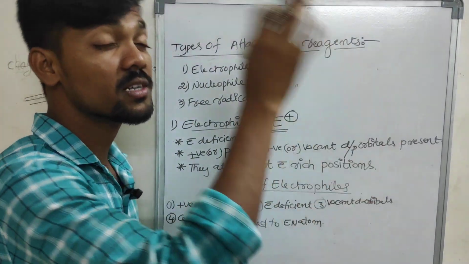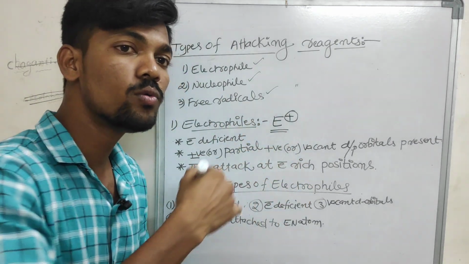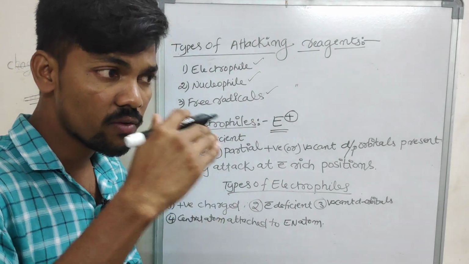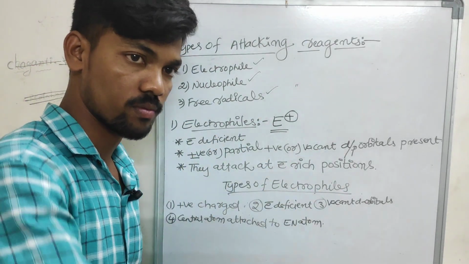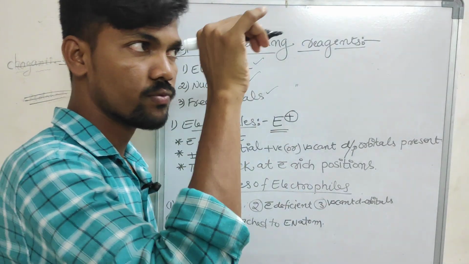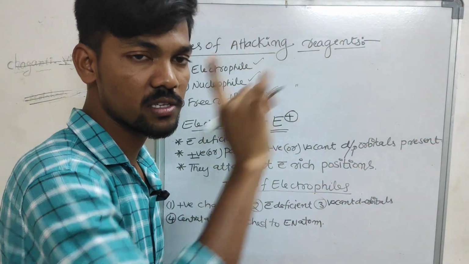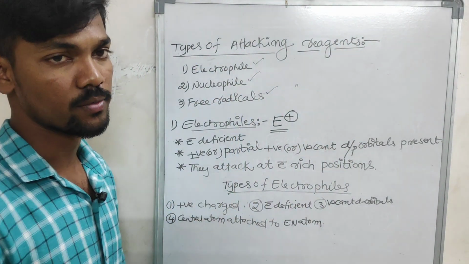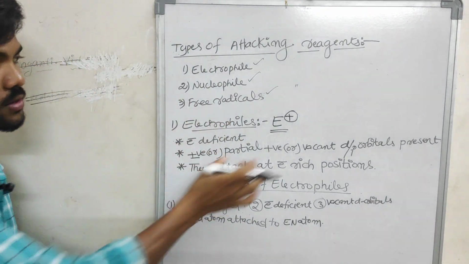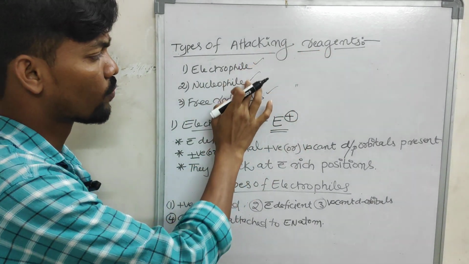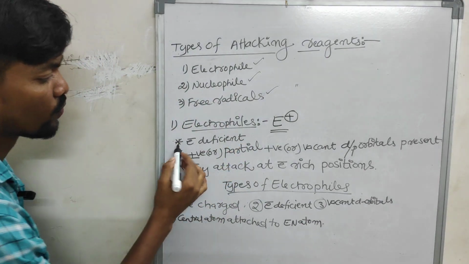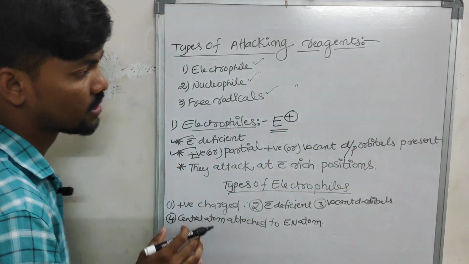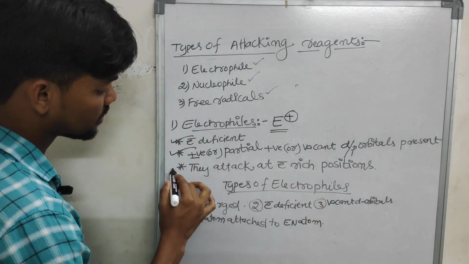They attack at electron rich positions. Due to the lower number of electrons, an electron deficient species is always ready to attack an electron rich compound. If any position has a minus charge, this positive charge is ready to attack that compound. So the attacking reagent types are electrophile, nucleophile, free radical. An electrophile is an electron deficient compound, positive or partially positive, with vacant d or p orbitals, and it attacks electron rich positions.